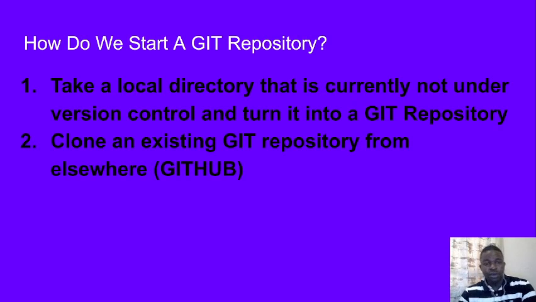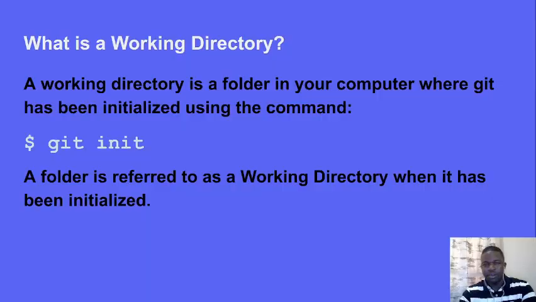It's either you go to your system and you have a file that you're working on already and you convert it to become a Git repository, or you clone from an existing Git repository. That's how you start a Git repository.